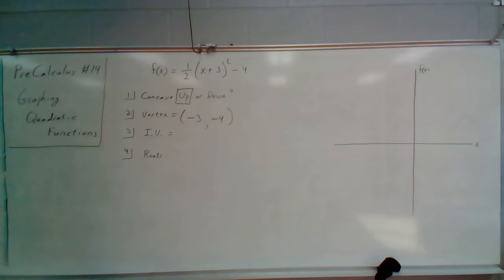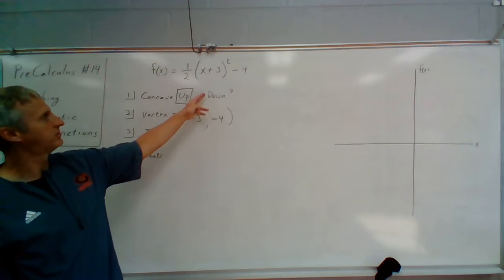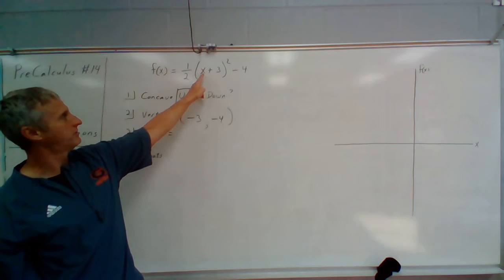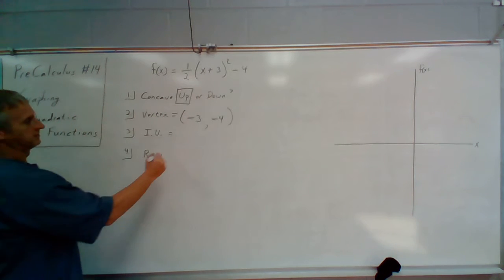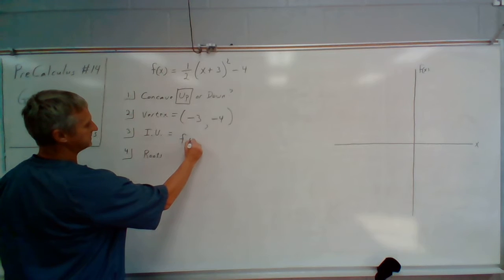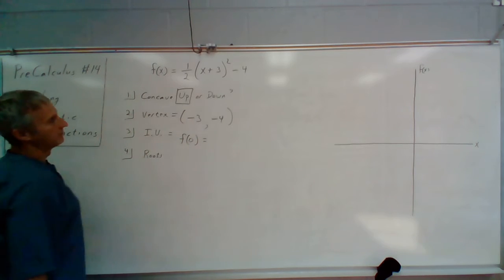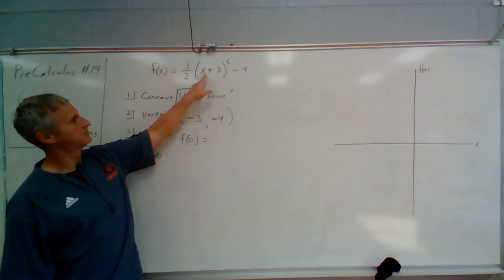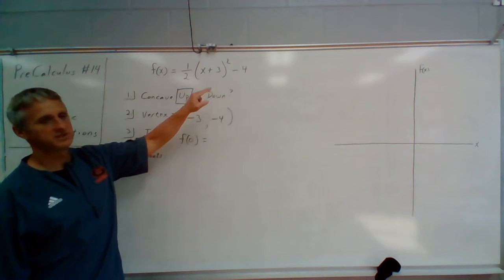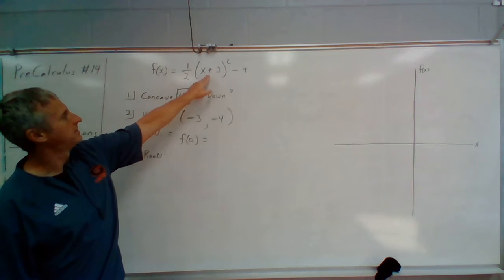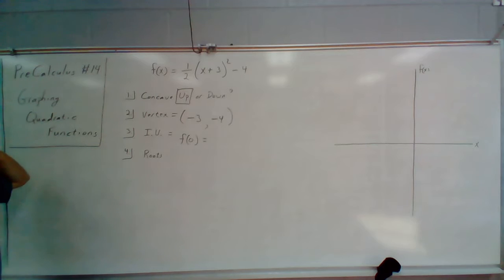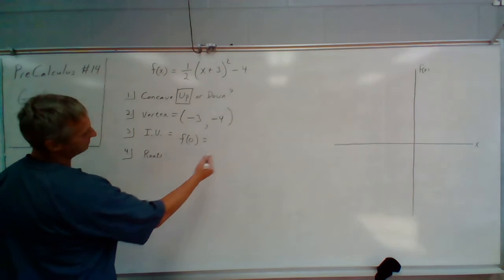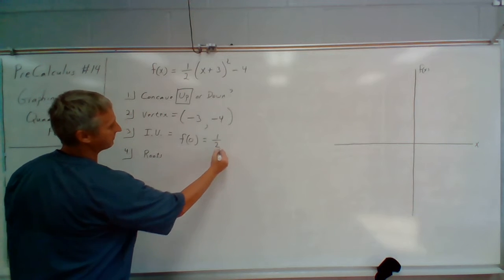Okay, my initial value. Again, initial value just means plug in 0 for x. So f of 0 would be 0 plus 3 is 3. 3 squared is 9. 9 times 1/2 is 4.5. 4.5 minus 4 would be 0.5 or just 1/2.